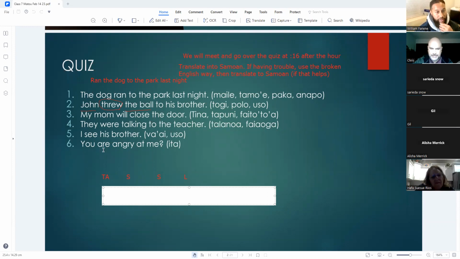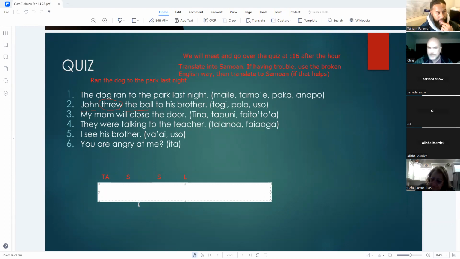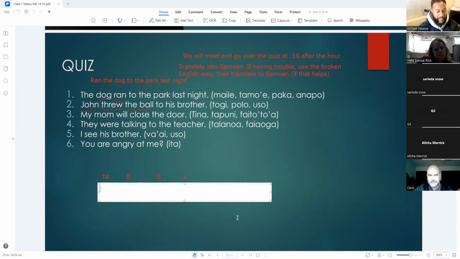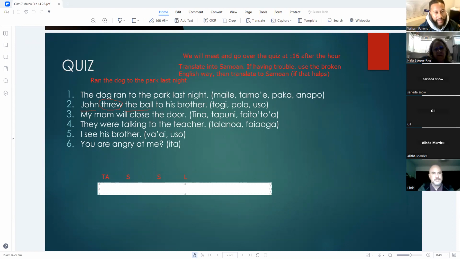My mom will close the door. Anyone do that one? We'll close the door, my mom. Okay, let's do the English. Okay, say it one more time, I think I missed something. We'll close the door, my mom. We'll close. Oops, we'll close.